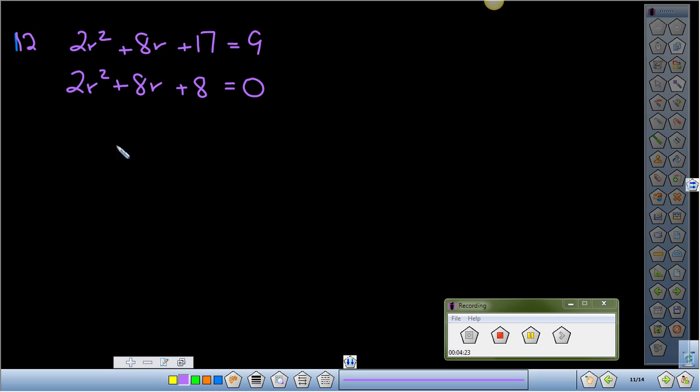And the discriminant is the part underneath the square root sign of the quadratic formula, which is b squared minus 4ac. So let's look at our ABCs. A is equal to 2, B is equal to 8, and C is equal to 8.